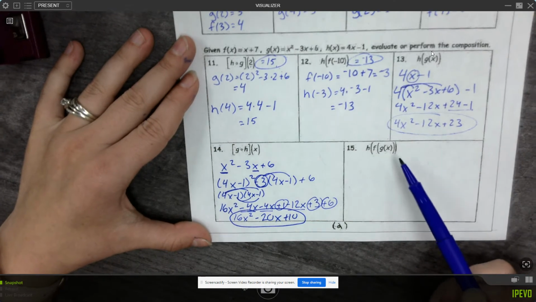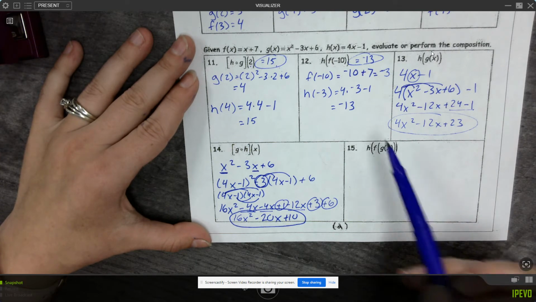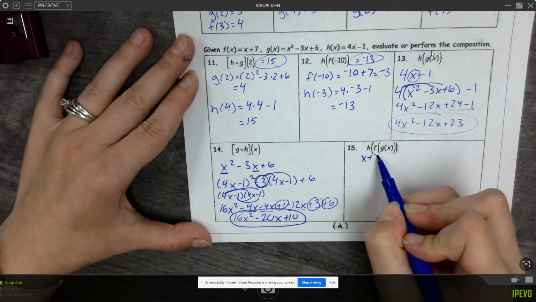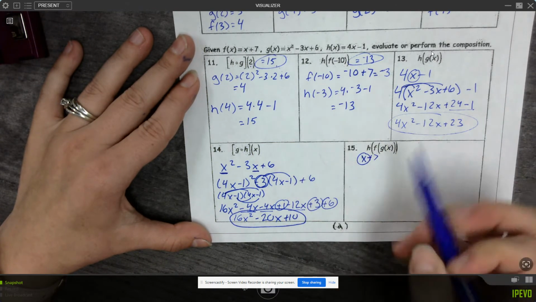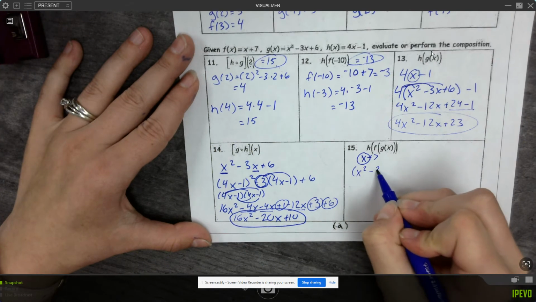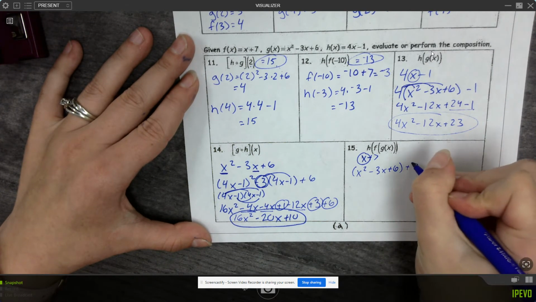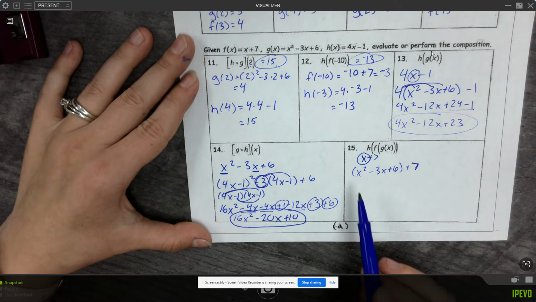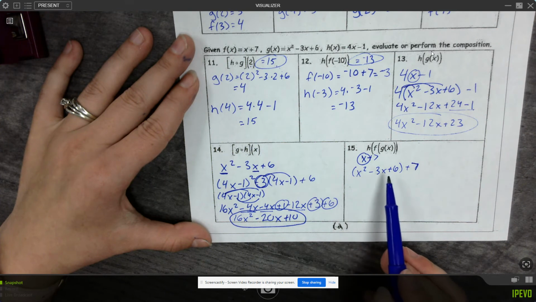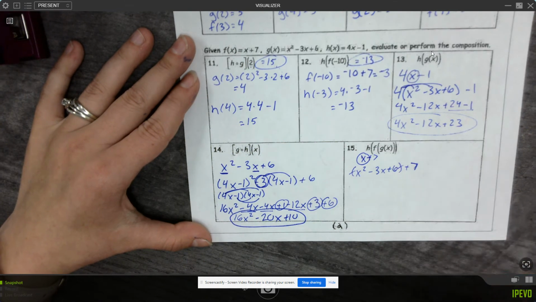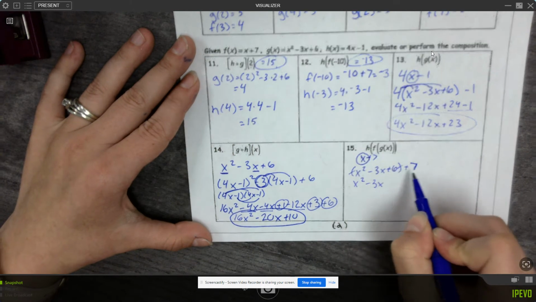We're going to start with the innermost. G of x gets plugged into f of x. So I'm going to take x plus 7 and plug in for x, g of x. So x squared minus 3x plus 6 plus 7. Now this one in front of my parentheses is a 1, so that doesn't change the parentheses. So really you can get rid of those parentheses and just combine like terms. x squared minus 3x, 6 and 7 is 13.